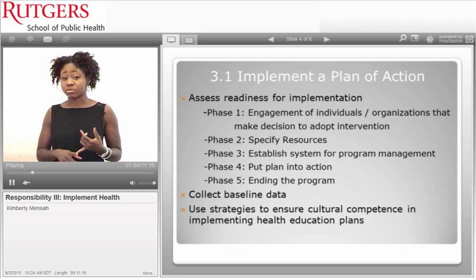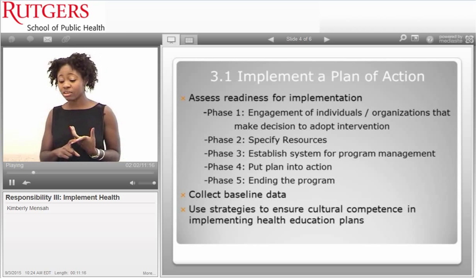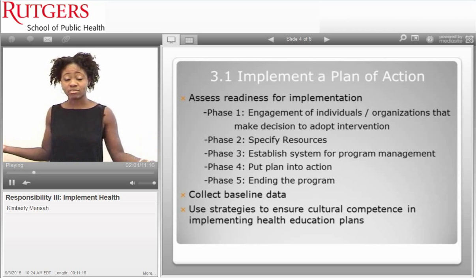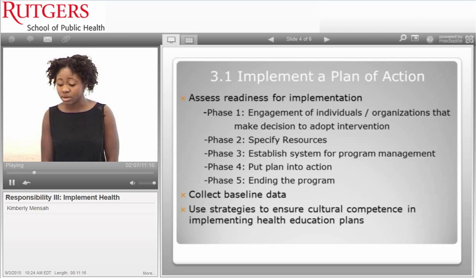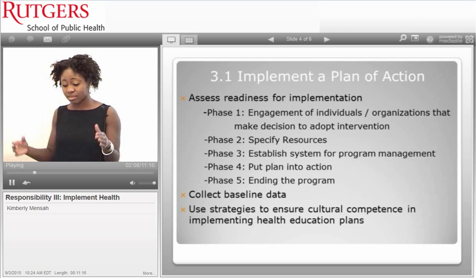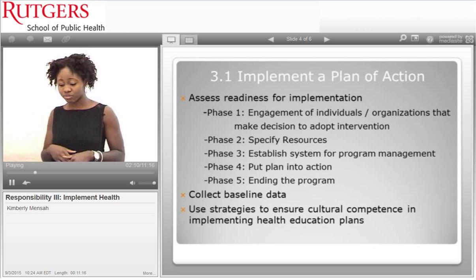Phase 2, do you have the proper resources in place? Do you have the right personnel? Do you have enough space? Do you have the right marketing or communications? Do you have goodie bags? Are there refreshments? Everyone loves food. Are your resources there for your program to go?